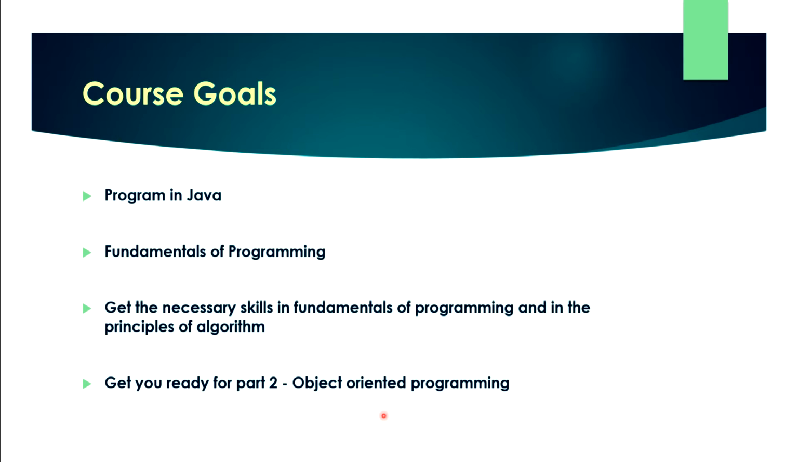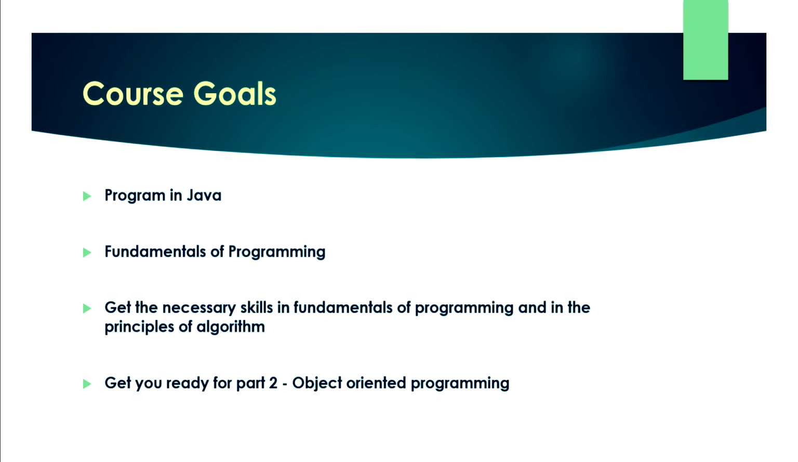Now let's talk about the course goals. The course goals are for you to program in Java, learn the fundamentals of programming, and get the necessary skills in fundamentals of programming and in the principles of algorithm, and get you ready for part 2, which is object-oriented programming.